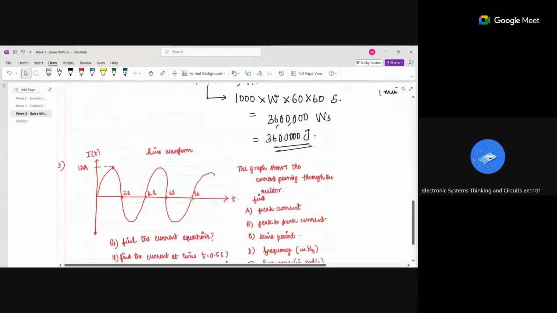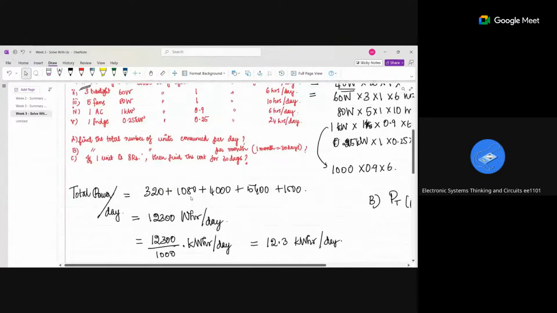So one clarification. It's basically calculating the energy, right? It's not actually finding the power. Total number of units is actually energy.